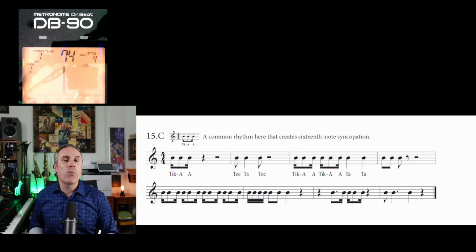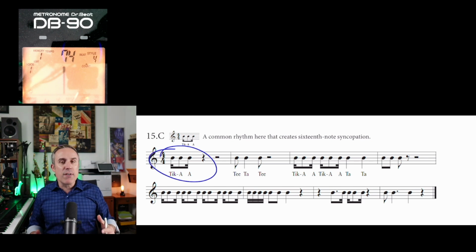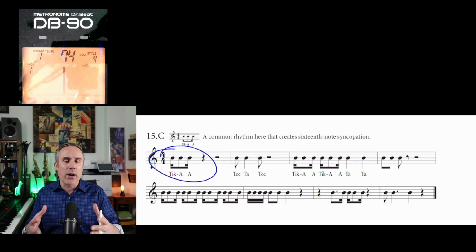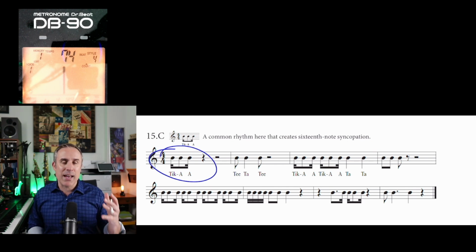And right on beat 1 of measure 1, we have this Tik-A rhythm. Now, exercise 15C is actually focusing on this rhythm and really honing in on it. This is why it's so important that you actually go out and get my book so that you can have access to all 346 of these practice exercises. These videos are only intended to be supplemental resources to all of the exercises and materials and pro tips and diagrams that are included in my book.